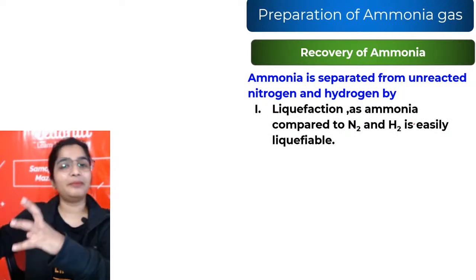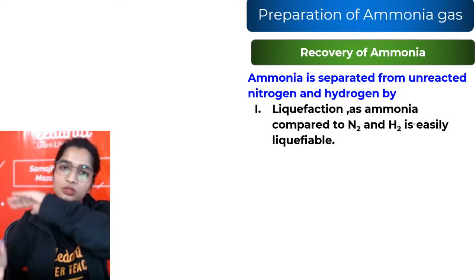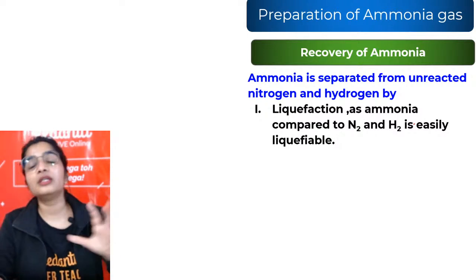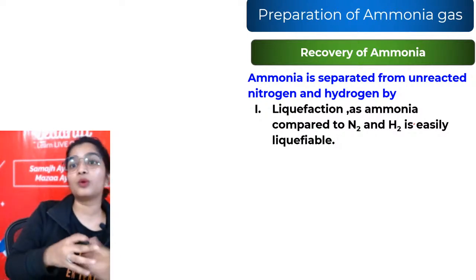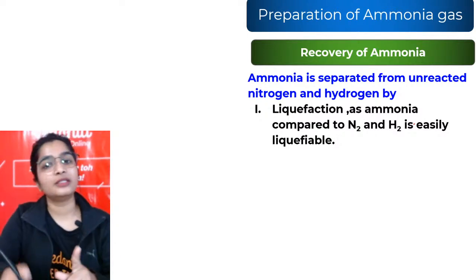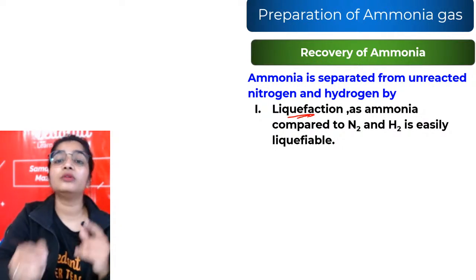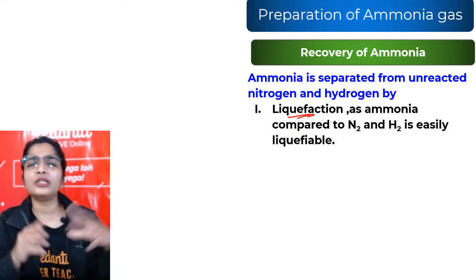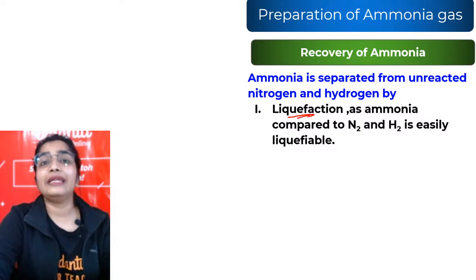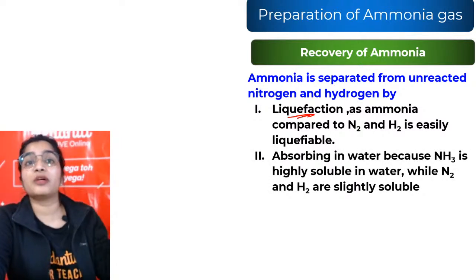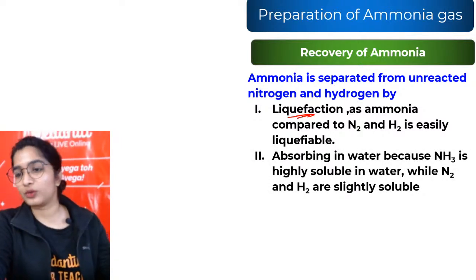So obviously there will be nitrogen and hydrogen also. We'll just send it back to the compressor. So how to collect it? How to recover the formed ammonia? So liquefaction. As I told you, ammonia compared to nitrogen and hydrogen, it is easily liquefiable, and its solubility is also very much high compared to nitrogen and hydrogen.